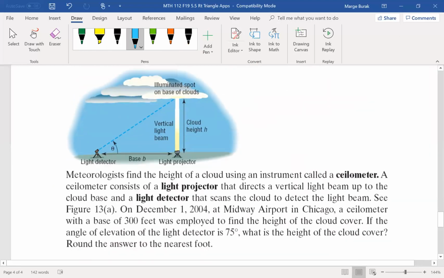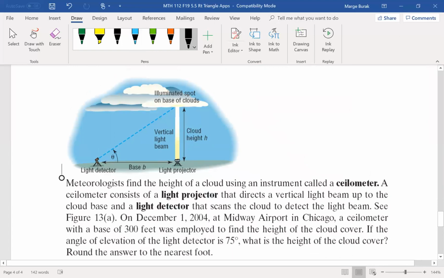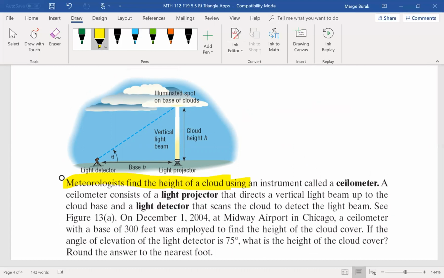So, okay, let's do another application. Here we go. Meteorologists find the height of a cloud using an instrument called a ceilometer. A ceilometer consists of a light projector that directs a vertical light beam up to the cloud base and a light detector that scans the cloud to detect the light beam. You can see the setup in the picture here.